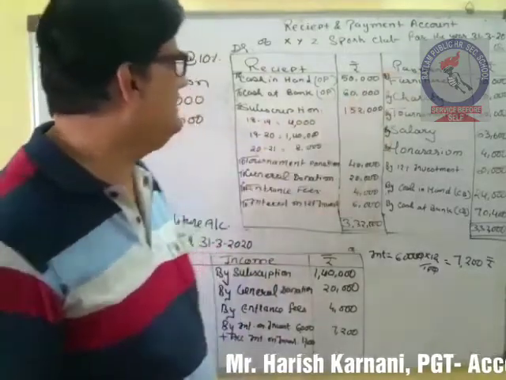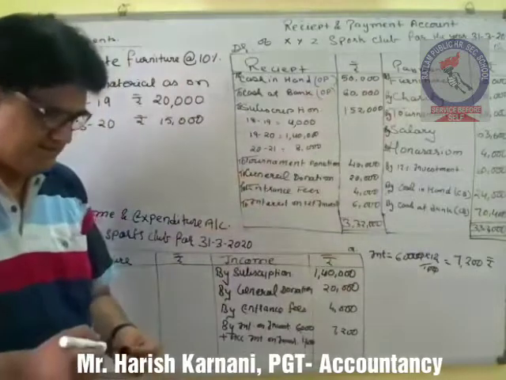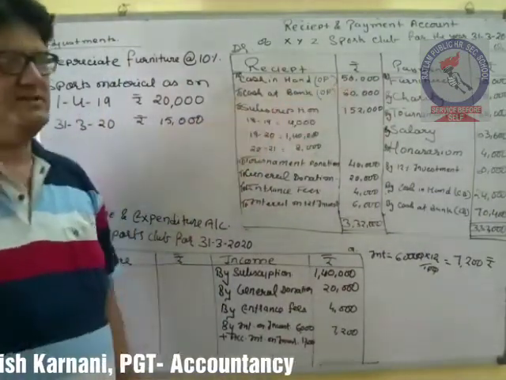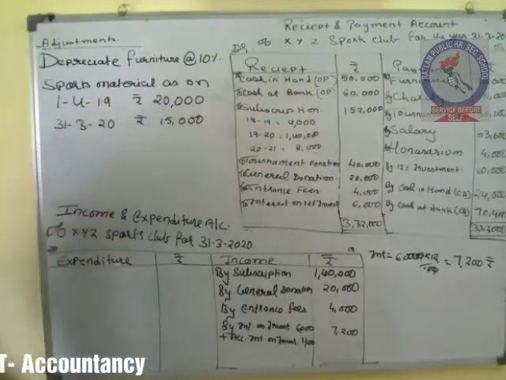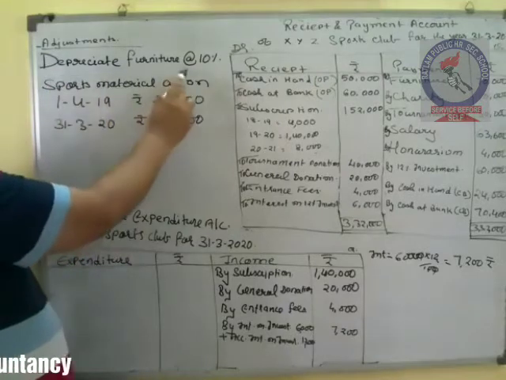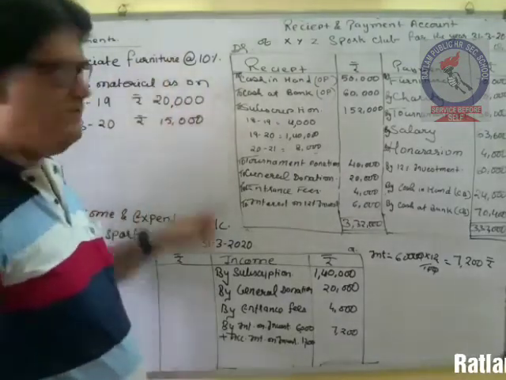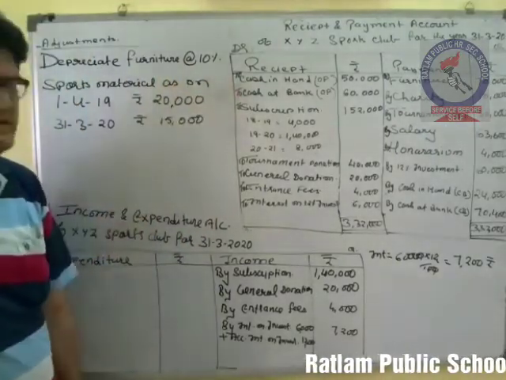Now we move to the payment side, where we have paid for furniture 70,000. Furniture is your asset, so this will not be recorded here. But we can see that we have recorded one adjustment here: depreciate furniture at the rate of 10%. So we have to record the depreciation which we will be charging on the furniture.